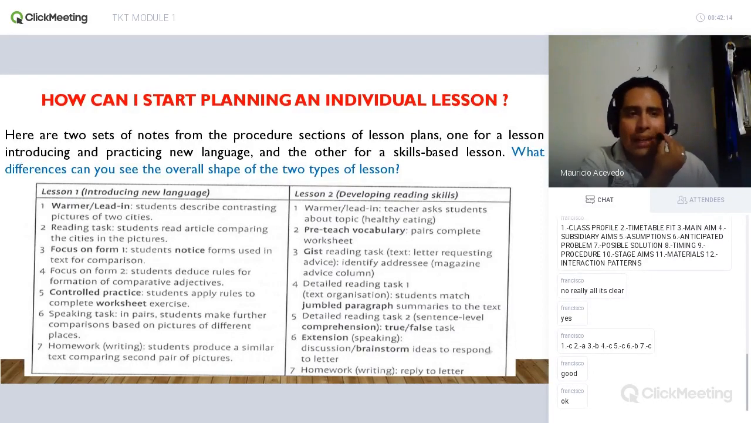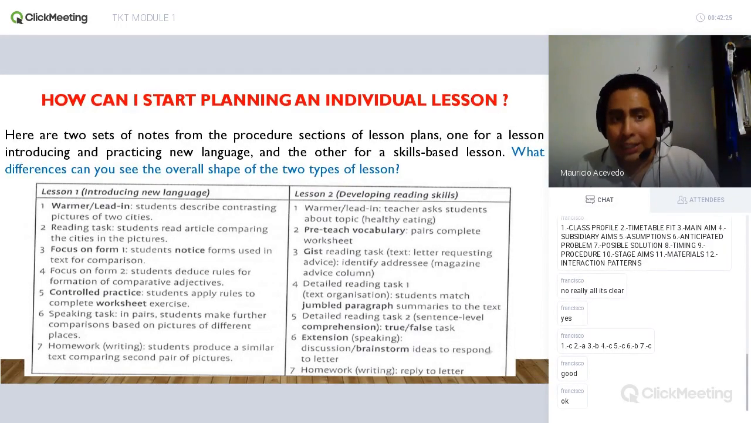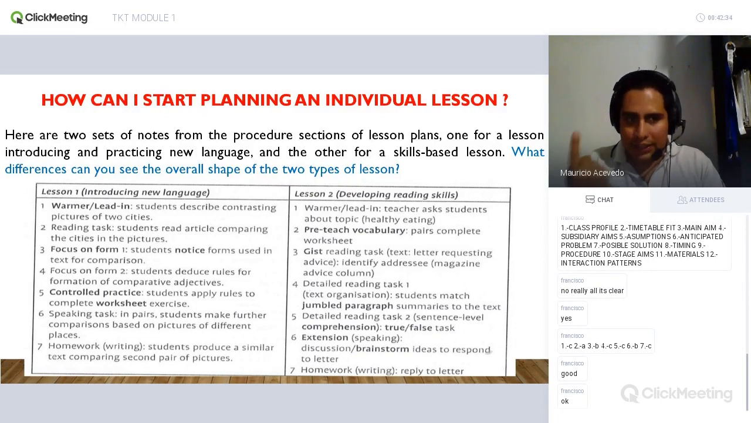Okay, so here we have an example of lesson 1, introducing new language. Please, Francisco, after I finish talking about this chart, I want you to answer these questions. What differences can you see in the overall shape of the two types of lesson? So for example, in number 1, warmer lead-in. This is the first activity. Students describe contrasting periods of two cities. Number 2, reading task. Students read an article comparing the cities in the pictures. Number 3, focus on form. Students notice forms used in the text for comparison.